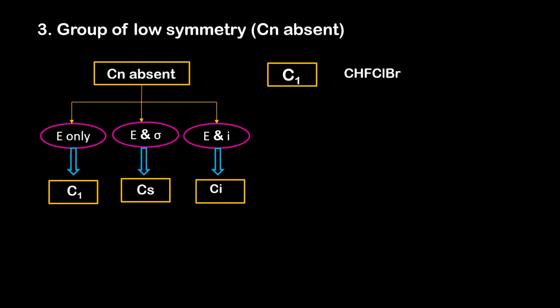Here the example of bromochlorofluoromethane. This is the structure of the molecule. Here one should know the structure of the molecule. Then we can identify the symmetry elements and point group of the molecule. Here there is no symmetry element present except E, because this is an asymmetric molecule, so the point group is C1.